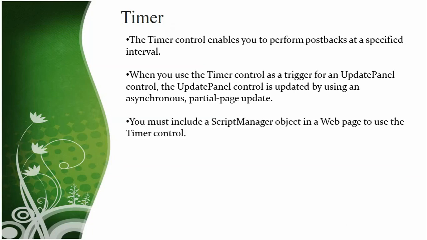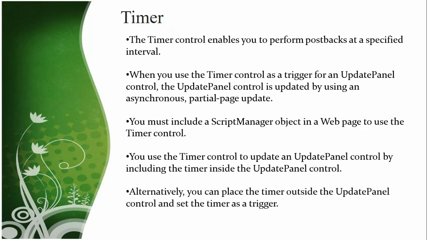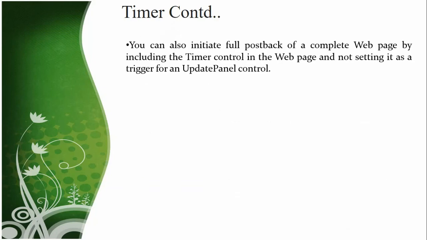And you must include a script manager to use timer control. Not only timer, update panel, update progress, timer. Any of these three, you must include a script manager. Do not forget that. You can use the timer control to update an update panel by including the timer inside the update panel control. I'll explain that shortly. Alternatively, you can place it outside and set the timer as a trigger itself. I'll show that. And you can also initiate a full post back of a complete web page using the timer control. That's what I'll be doing first.